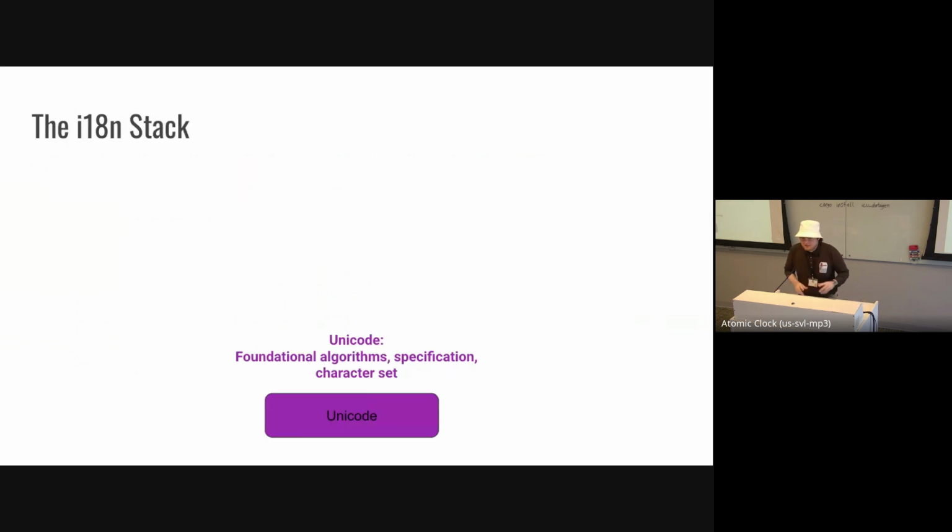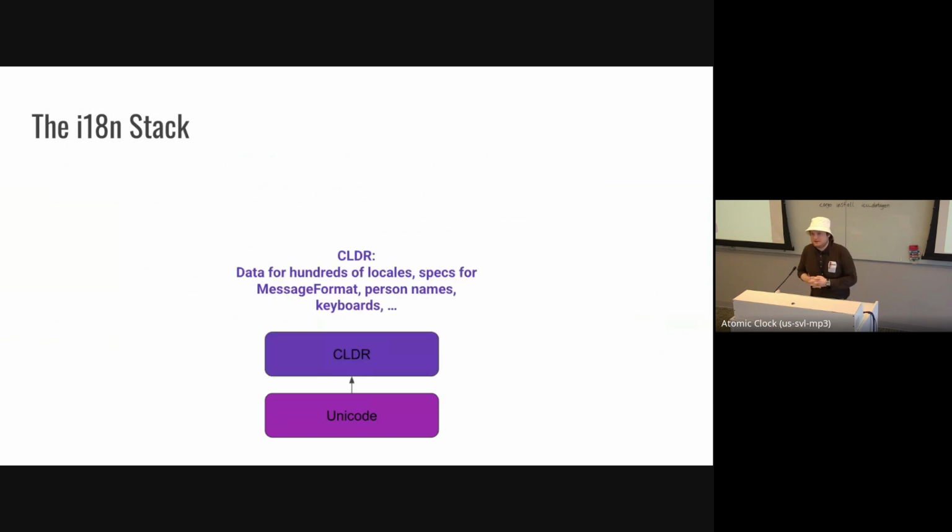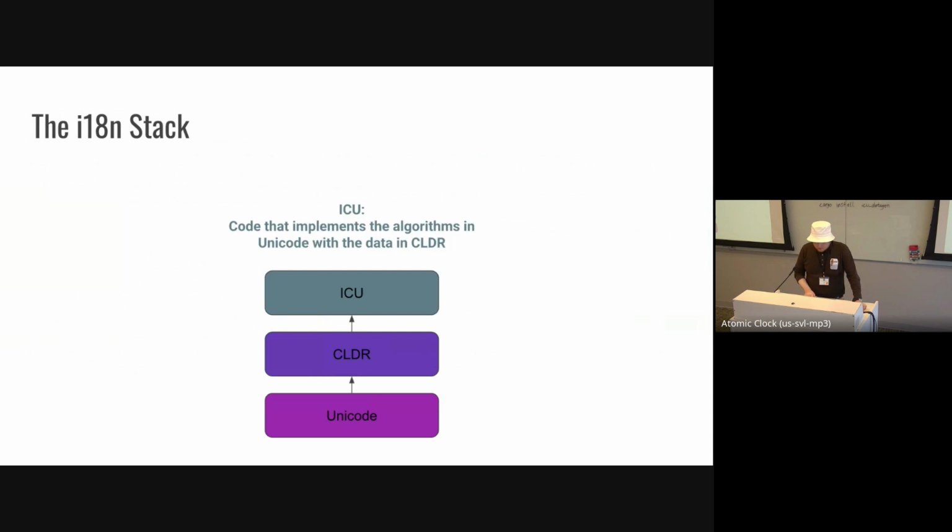So let me talk a little bit about the I18N stack. The foundational piece of I18N is the Unicode specification. We've had lots of talks this week about the Unicode specification. It gives us the foundational algorithms and character set that we can build upon. The next layer in the I18N stack is the CLDR, which gives us data for hundreds of locales. It gives us specs for things including message format, person names. You've heard about those this week as well. Sitting on top of CLDR is ICU, which is code that implements the algorithms in CLDR. And ICU includes ICU4C, ICU4J, and ICU4X now.